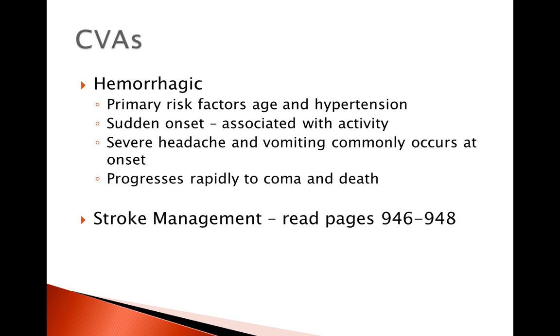The other type of stroke is hemorrhagic stroke. In hemorrhagic, you have a rupture of a blood vessel. Ischemic, we blocked it. Here, we tear it. The most common risk factors are the older you are and the more you suffer from hypertension, certainly trauma and tumors can also cause this, but the biggest ones would be your age and hypertension. It has a sudden onset, and it is associated with activity. Increased stressful activity can cause the vessel to rupture.